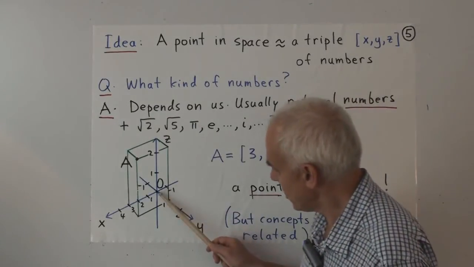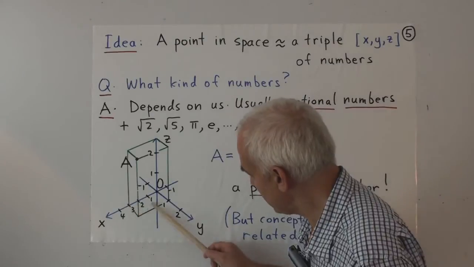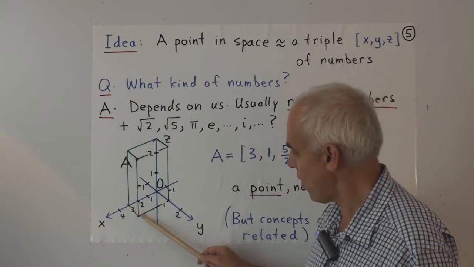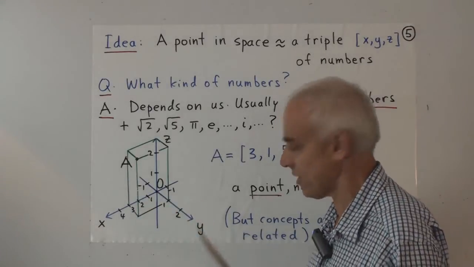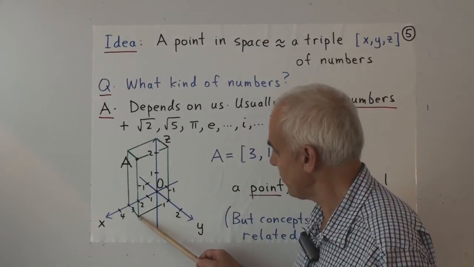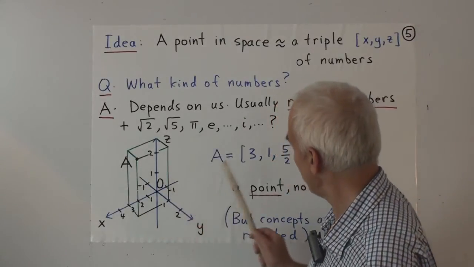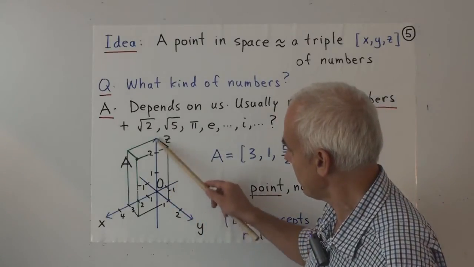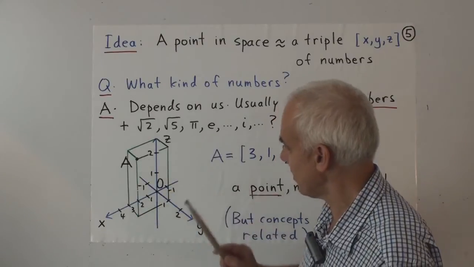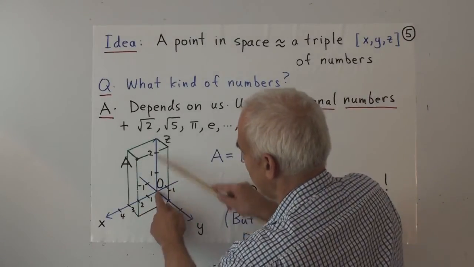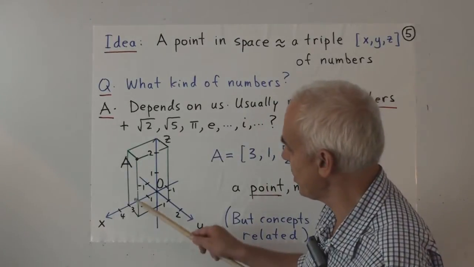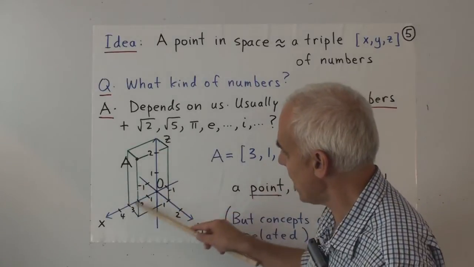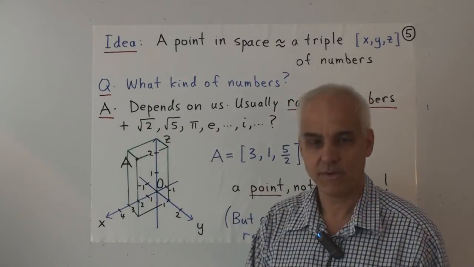So we go here 3, and then parallel to the y-axis we draw a line, and we go 1 in that direction. That vector there is the same as that vector there. And then from this point we're going to go in the z direction, and we're going to go up how far? Well, 5 halves. So we take a vector that's the same as that vector there, and we just translate it. So this vector here is the same as that vector there. And what we're getting, this point here, point A, is just the corner of the box whose sides are 3, 1, and 5 halves.